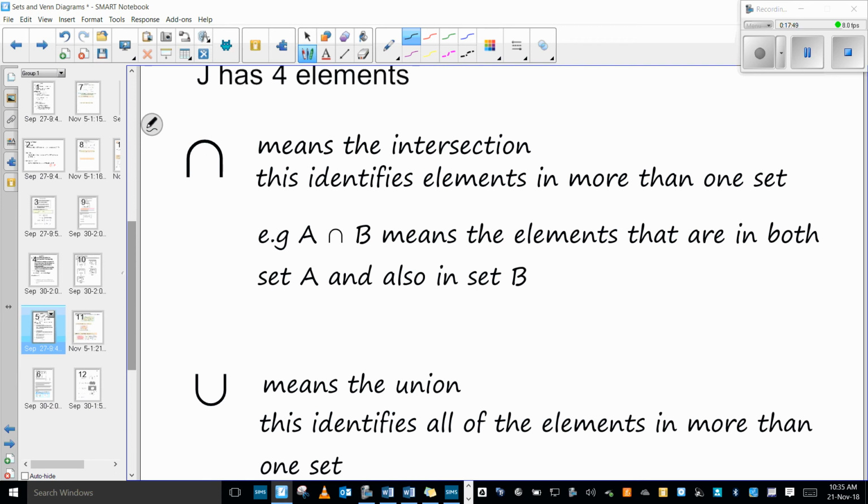So this here means intersection. Now it's very hard to describe this using English words because the pauses and the way you say it can change the meaning of it. So this identifies elements in both sets, the things that are contained in both sets. So A intersection B means the elements that are in both set A and also in set B.